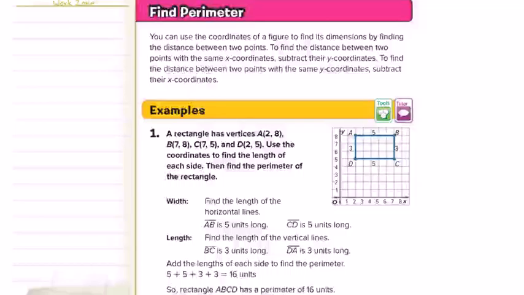To find the distance between 2 points with the same x-coordinates, subtract their y-coordinates. To find the distance between 2 points with the same y-coordinates, subtract their x-coordinates.